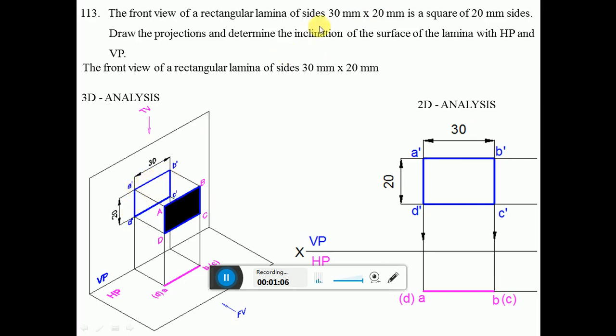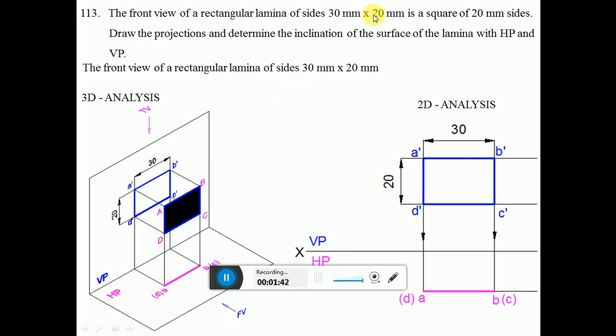So which side do we need to consider? Suppose you take 30 mm as vertical and draw the rectangle of 30 mm by 20 mm. In that position, it cannot be a square of 20 mm side, because one side is already fixed at 30 and the other is 20, so it is a rectangle only. Since he wants a square of 20 mm side, the 20 mm has to be vertical and the 30 mm should be horizontal.